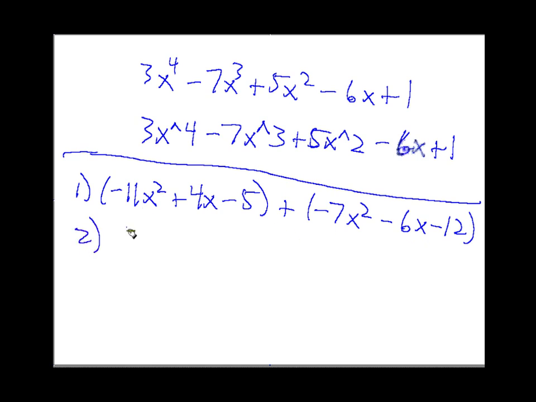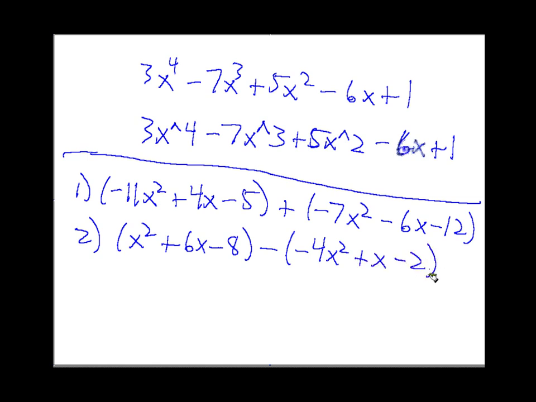Number 2. Let's look at this one here. Subtract these two polynomials: x squared plus 6x minus 8, minus the polynomial negative 4x squared plus x minus 2. Let's take the difference of these two polynomials here. And number 3, let's do one more.